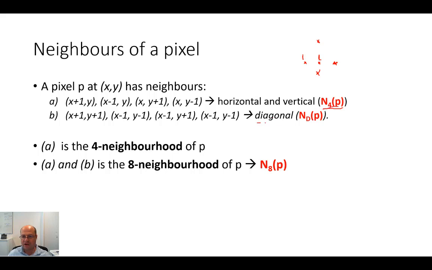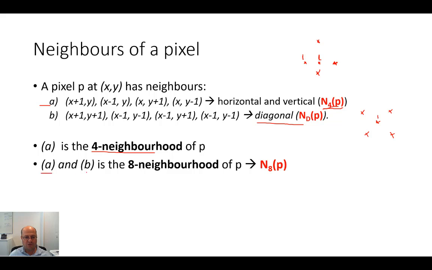We can have a diagonal neighborhood, which is, given a pixel here, a diagonal neighbor will be x plus 1, y plus 1, which would be this one here. x minus 1, y minus 1 would be this one here. x minus 1 and y plus 1 would be this one here. Basically, the diagonals of a pixel. So as I said, this is the definition of a 4 neighborhood.